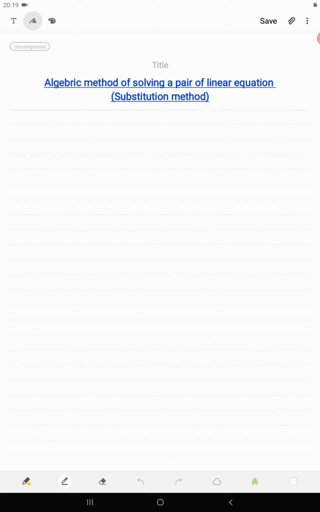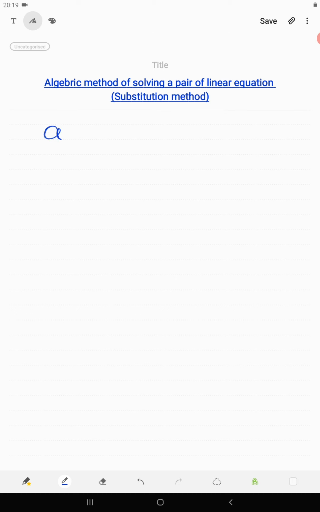Till now what we have understood is the graphical method, how to draw the graph and find the solution through the graph. Now we are moving to the algebraic method of solving, and especially the substitution method. So let's see what the substitution method is. As I have told you, we are solving a pair of linear equations, so there will be two equations given to you.